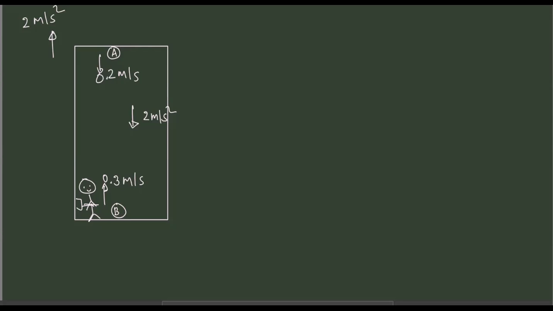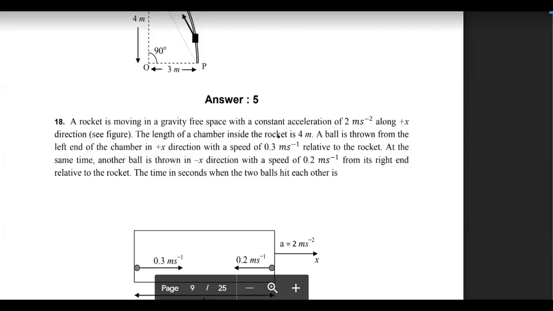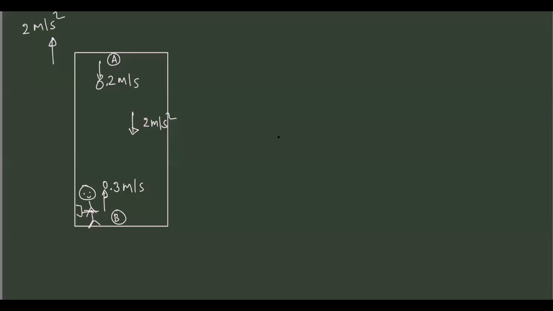So I give you some time. The hint for this problem is to try to find the maximum height. Let's say if I orient the rocket like this, I can take the vertical direction as some sort of height. So inside the rocket, find the maximum height attained by the particle B, and then compare it with the length of the chamber. You will get an idea.